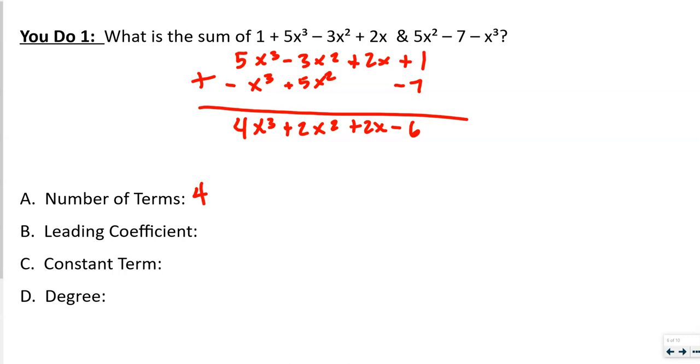Leading coefficient is this guy right here, okay? Let's do it in a different color. 4. The constant term this time is -6. And the degree is this right here. So we still have a third degree polynomial, okay? Because that's the biggest exponent.